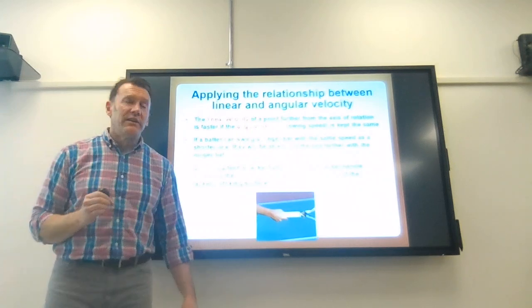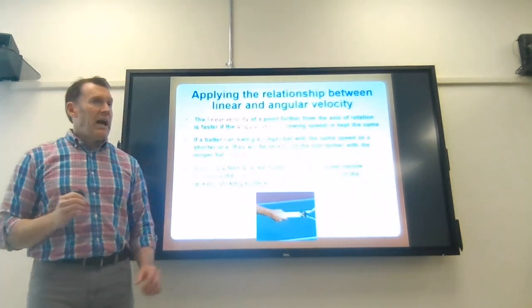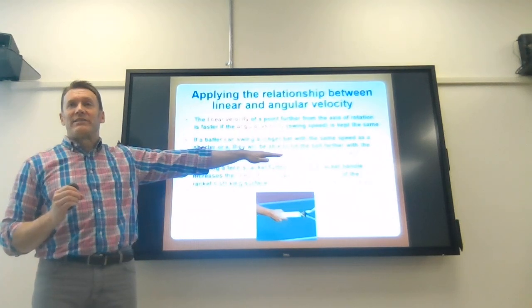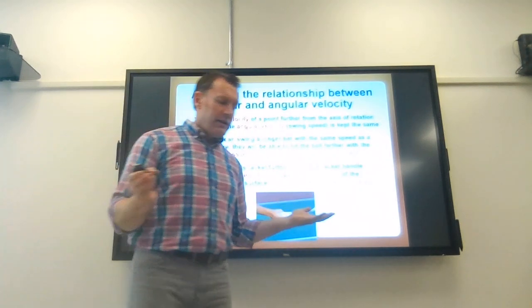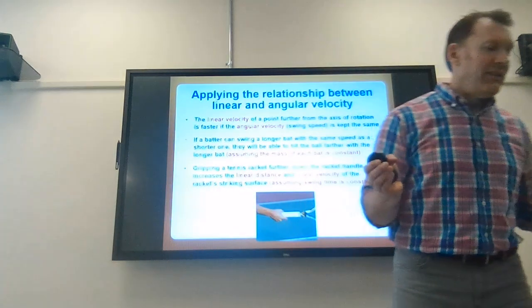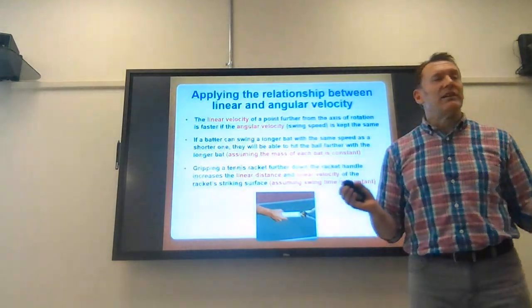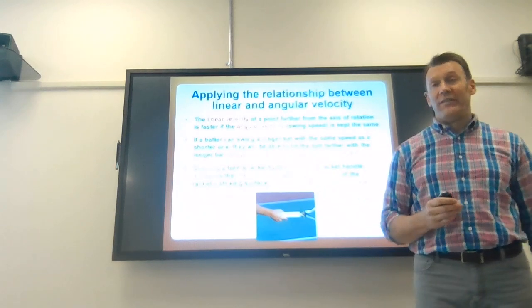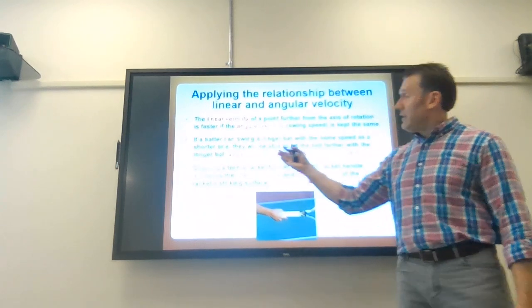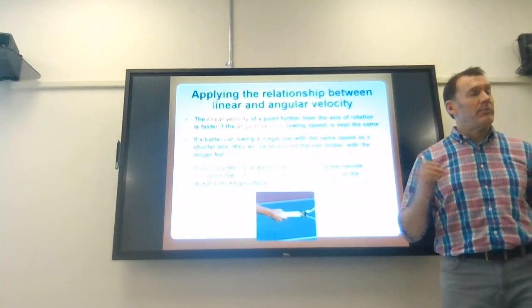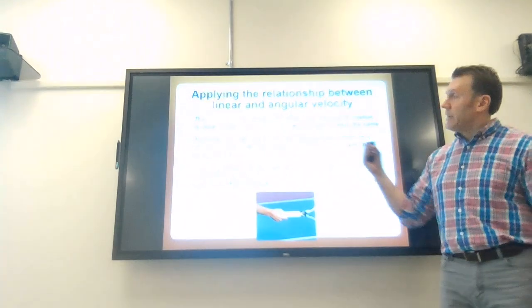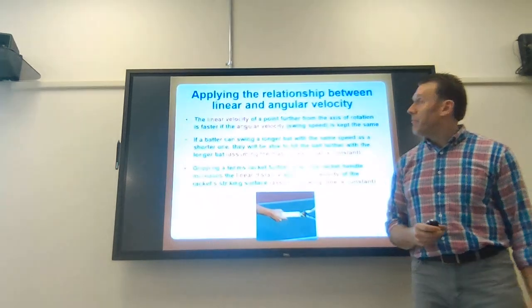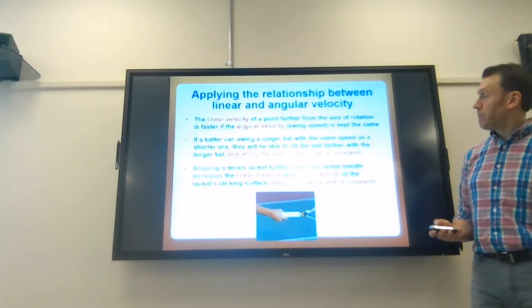The trick is, a longer bat usually has more of what? More mass. So the idea, and this goes into a lot of technology, is trying to get a longer bat, but one that also doesn't weigh more. Because if you can get the same mass but a longer bat, that's going to transfer into greater linear velocity if you can swing it with the same angular velocity.